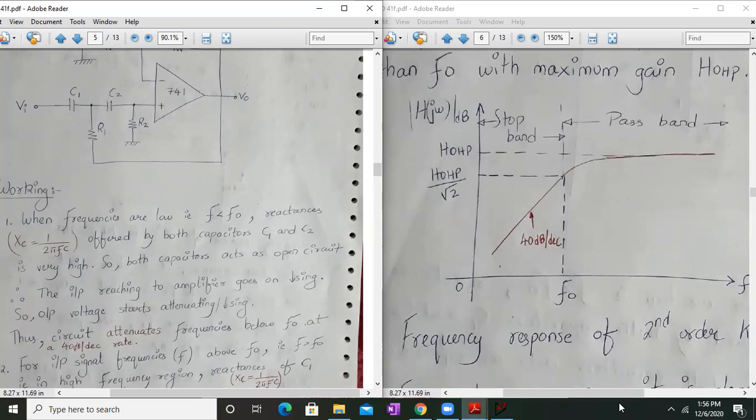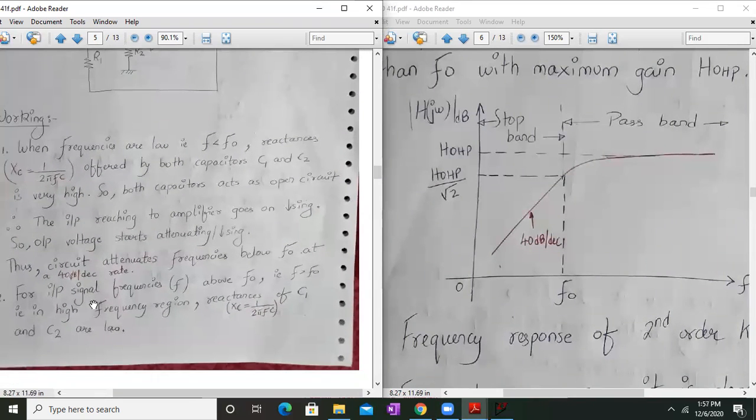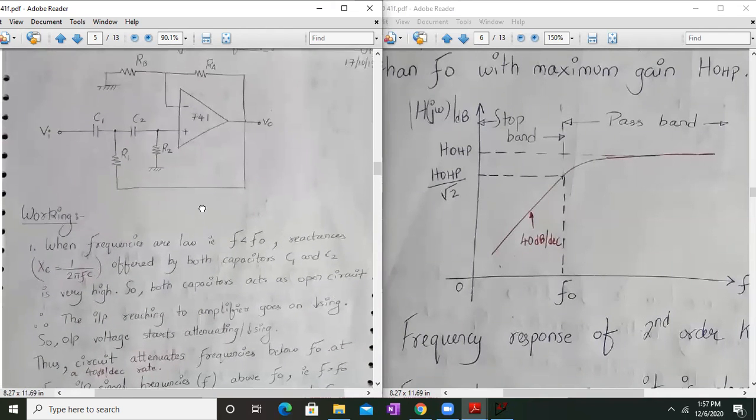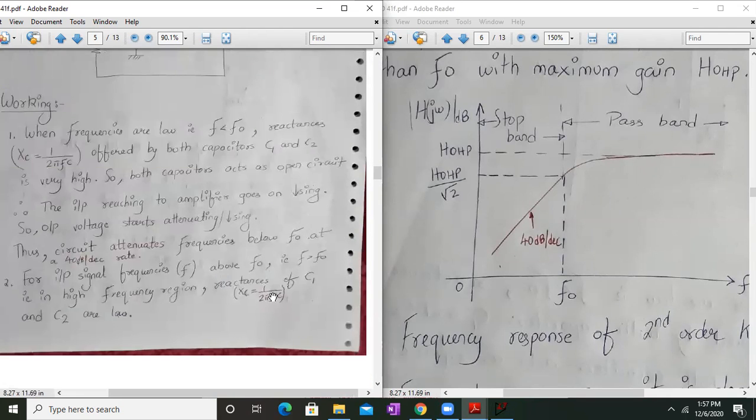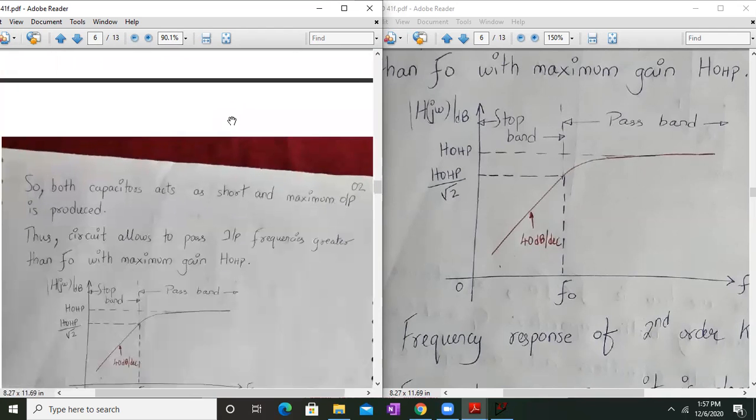Now, next, that means the circuit attenuates the frequency below f0 at a 40 dB per decade rate. And when the input signal frequencies are above f0, in the high frequency region, the reactance offered by the capacitances is lesser and lesser, because Xc is inversely proportional to f. So f is increasing, Xc will reduce. So the reactance of C1 and C2 will reduce. So what will happen? Both the capacitors will behave as a short circuit and maximum output is produced.